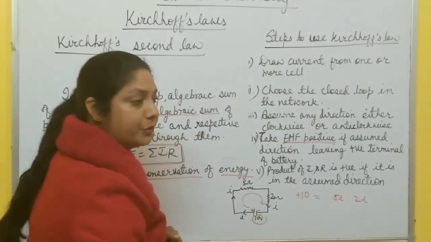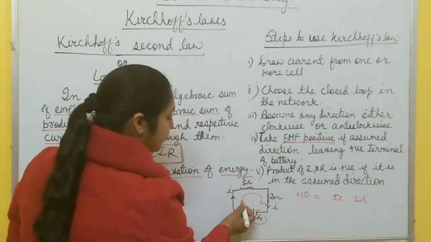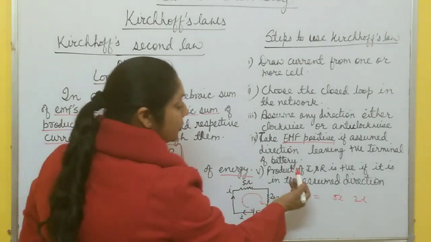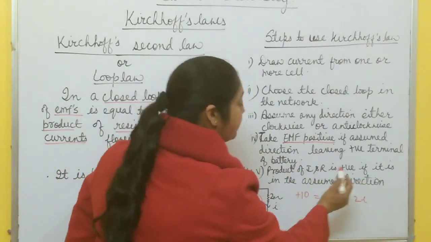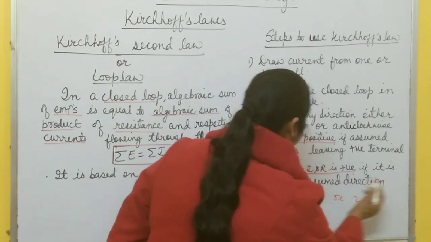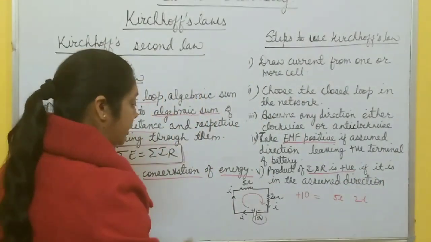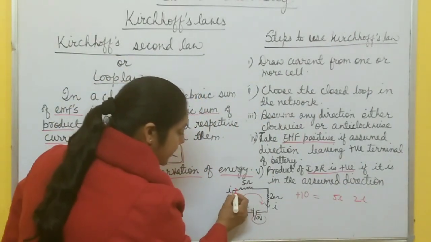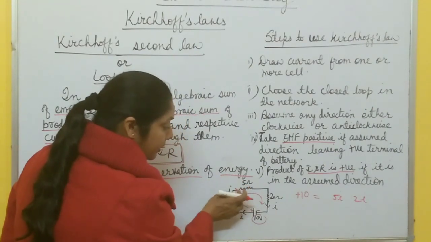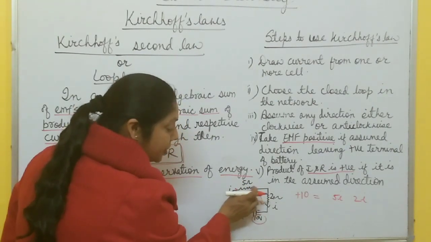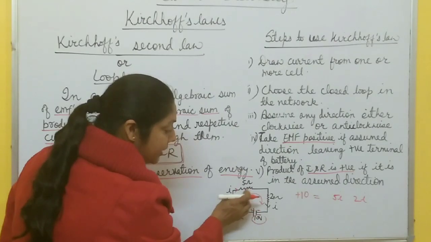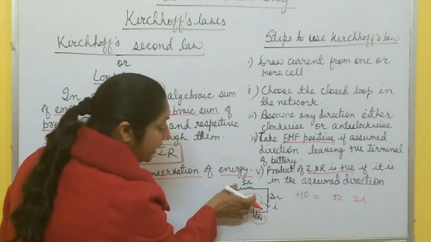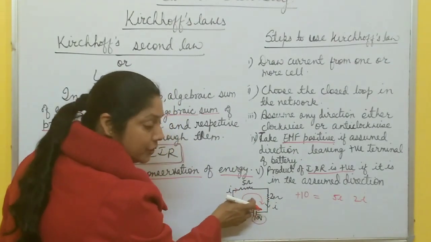Now how do you put the sign here? Again, here you have chosen the clockwise direction. The product of I and R is positive if it is in the assumed direction. Here, yes, current is entering this resistor and the assumed direction is also through this resistor. Both directions are the same, current and assumed direction.